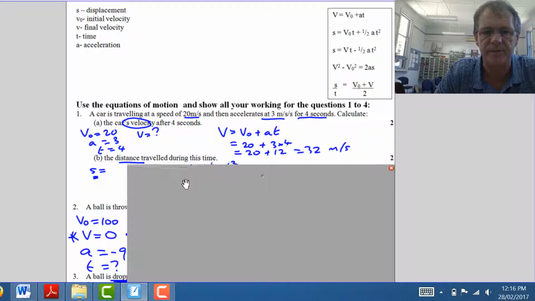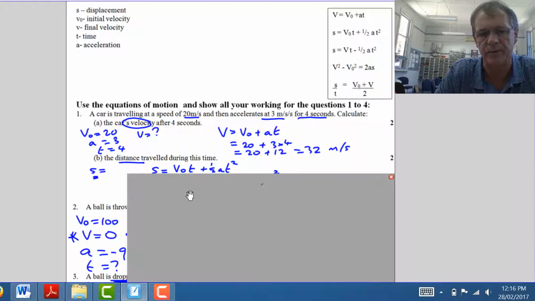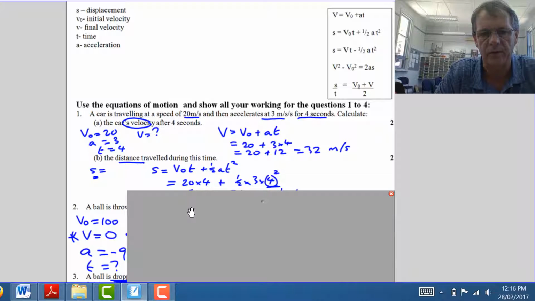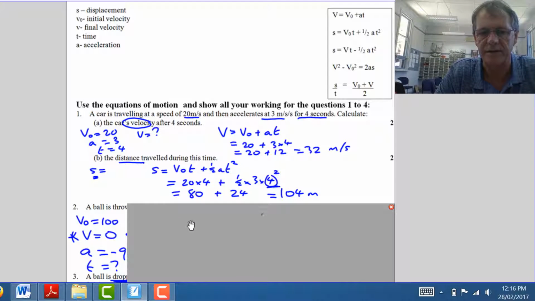If they then ask you for the displacement, the distance travelled, you're looking at s, the displacement. You're going to choose a formula where s is already on its own. So I'd choose one of these because s is on its own, you don't have to rearrange it. You substitute the numbers in, and you get 20 times 4, which is 80. Then you do the other side separately, half times 3 times 4 squared, and add them together at the end. If you do that, you get 80 plus 24 is 104.